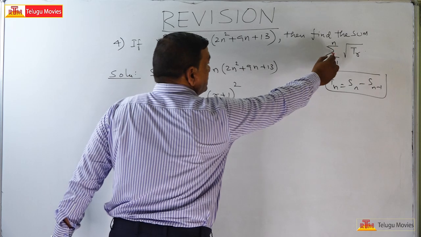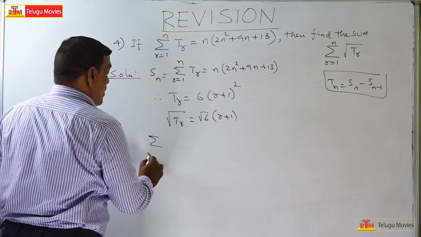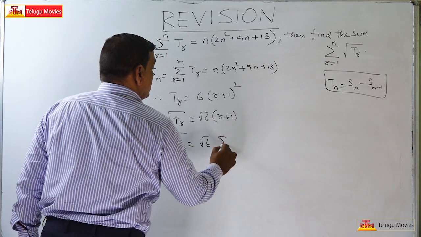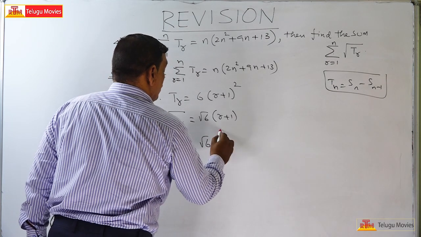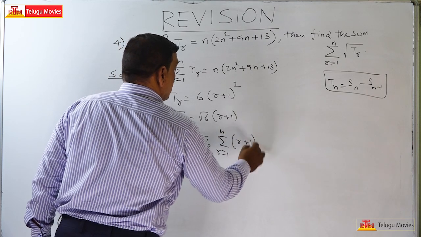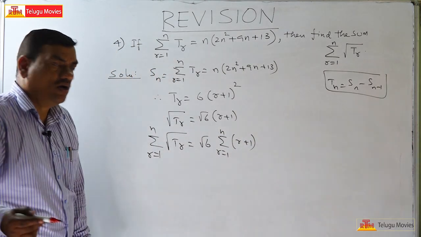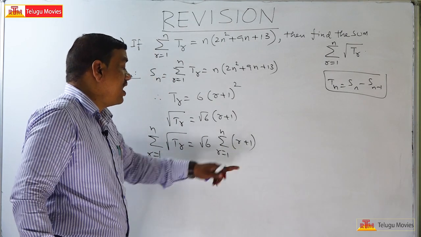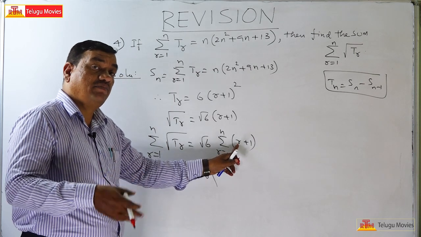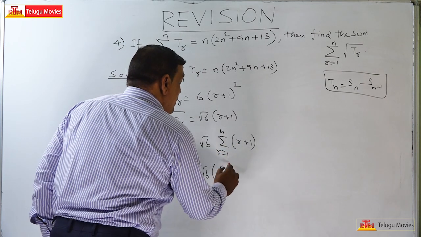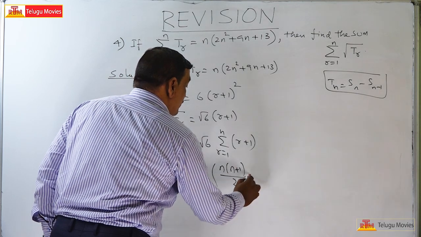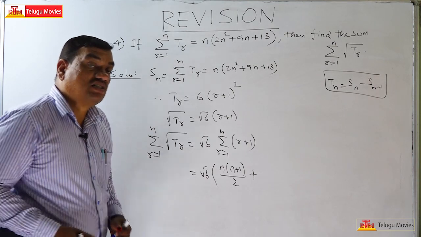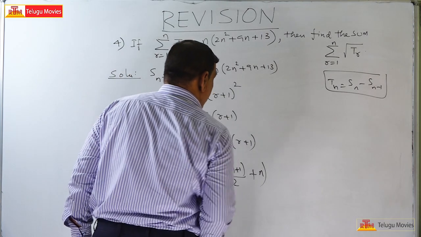Now we want this sigma. So this is equal to sigma r runs from 1 to n of root of TR, which is root 6 into sigma r runs from 1 to n of r plus 1. Okay, now from this we can easily tell. So this is root 6 into sigma r, which means 1 plus 2 plus 3 plus so on to n. Sum to n terms formula: n into n plus 1 by 2, plus sigma 1, which means 1 plus 1 plus 1. How many ones are there? n ones are there. So therefore this is n.